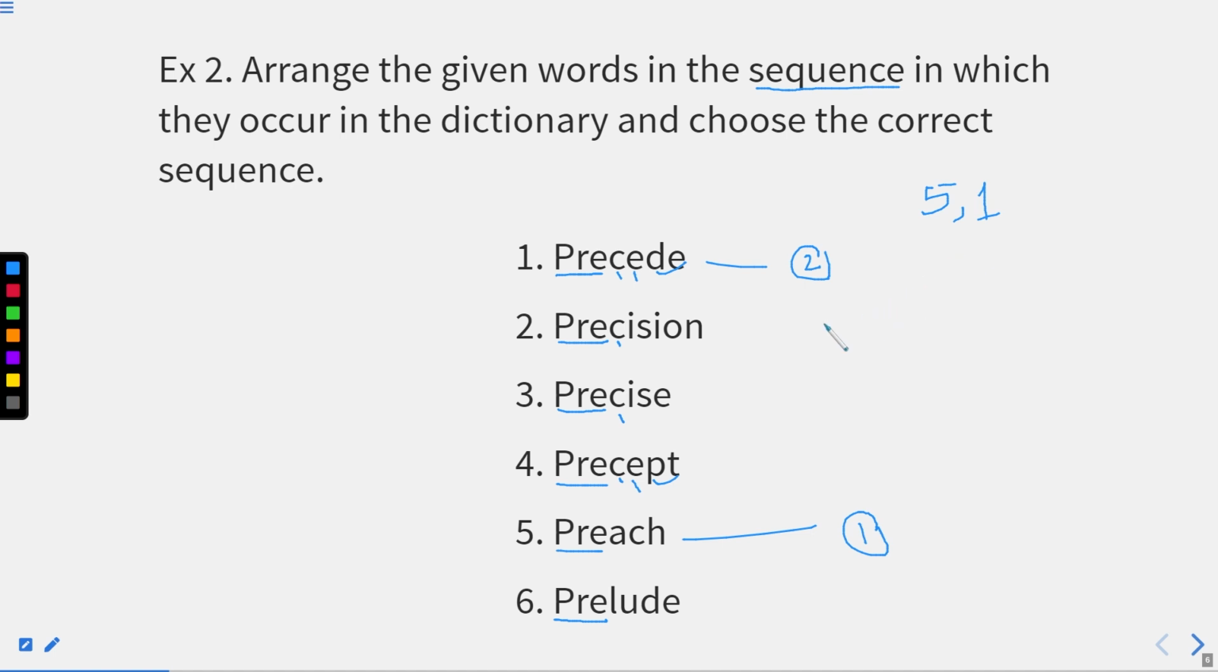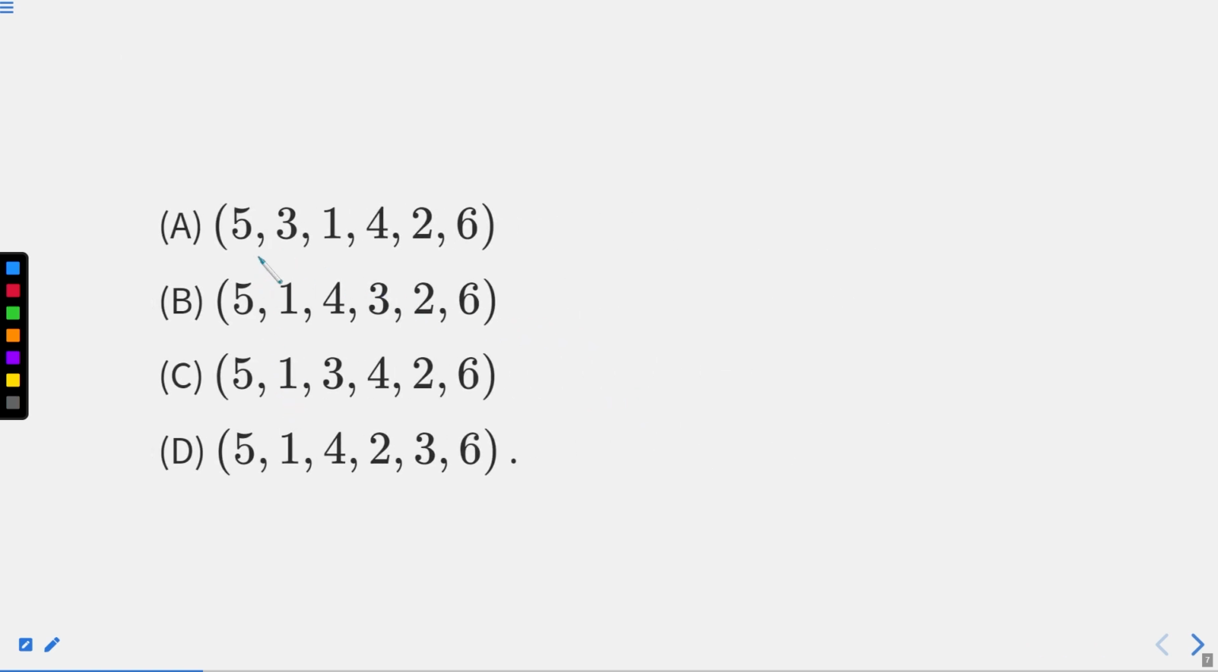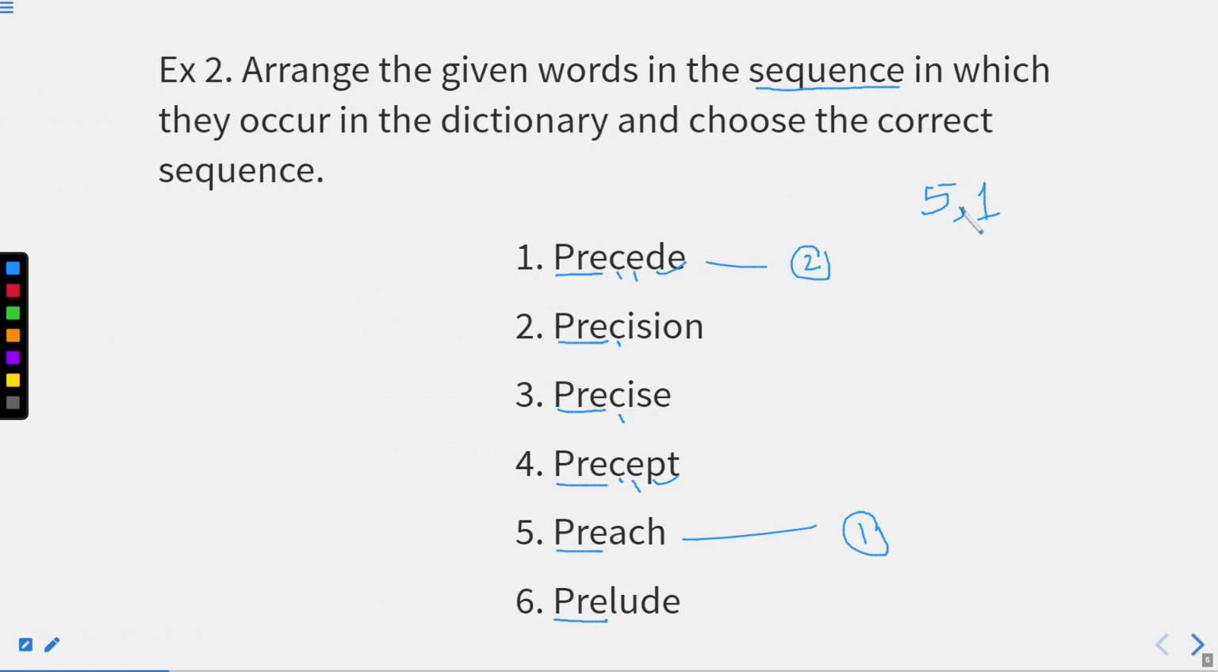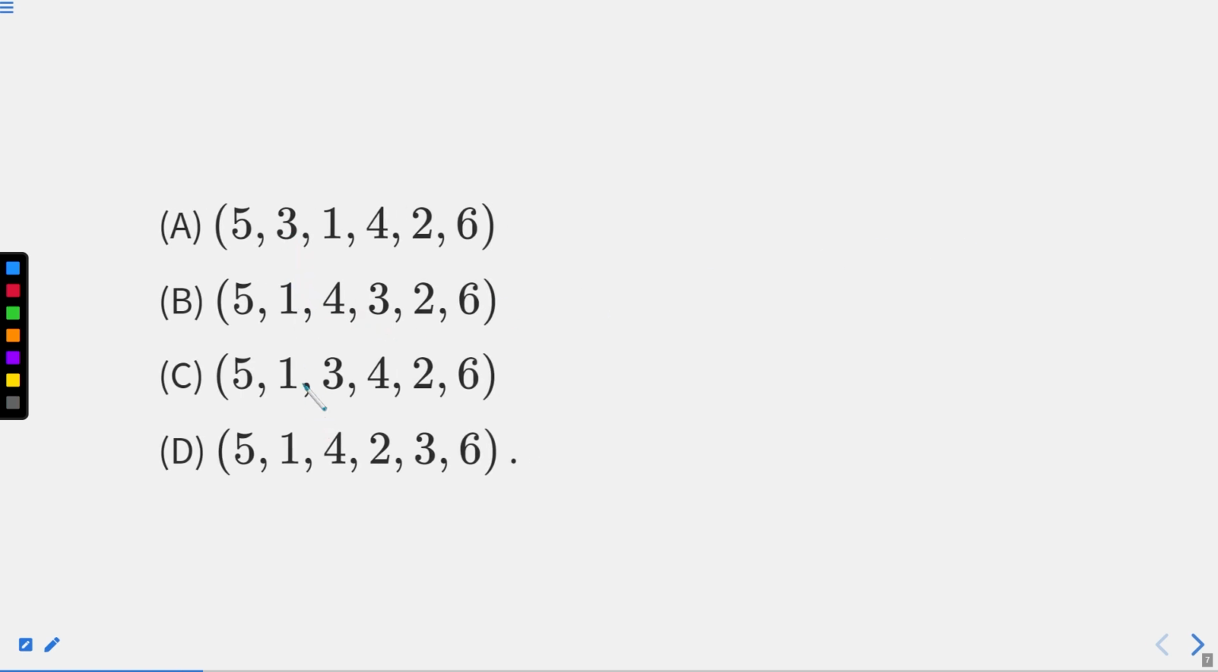In a similar manner, if we check other words as well, what are we able to find? We are able to find a good sequence, right? And here we can see that as per the options and what we have calculated till now, that is 5, 1, and the third word is going to be the fourth one. So 5, 1 and 4, this is going to be our sequence. And if we look here, we'll eliminate option A. We are able to eliminate option C. Now we are left with option D and option B.